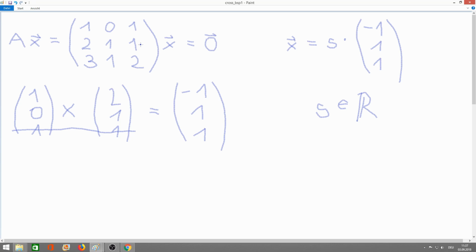If we inserted the cross product vector into the equation system and it was no solution, then the matrix would be of rank 3 and x equals 0 is the only solution. But in our example, this is not the case. The vector (minus 1, 1, 1) solves the system, and therefore the matrix is of rank 2, and this is our solution.